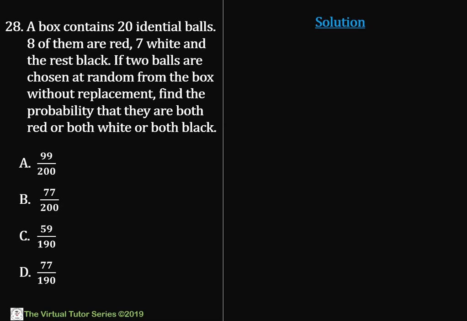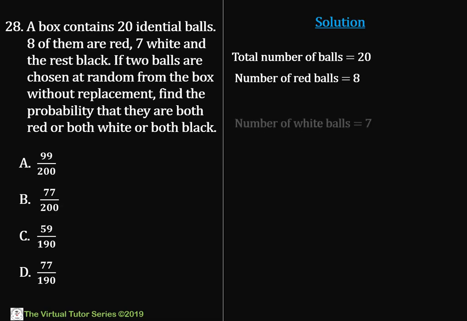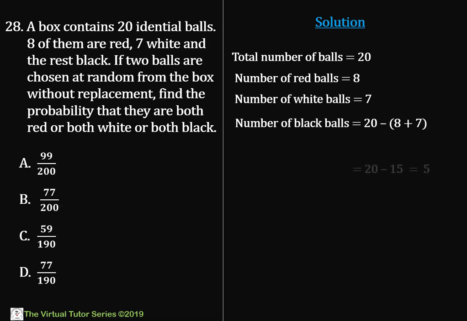The total number of balls in the box is 20. We are told that 8 of the balls are red, 7 are white, and the rest are black. Therefore, the number of black balls is 20 minus (8 plus 7), which is 5. In probability, "and" is interpreted as multiplication, and "or" is interpreted as addition.